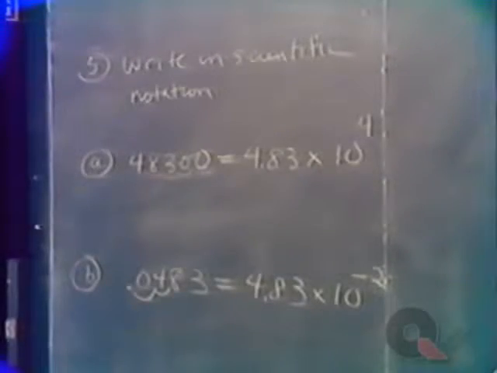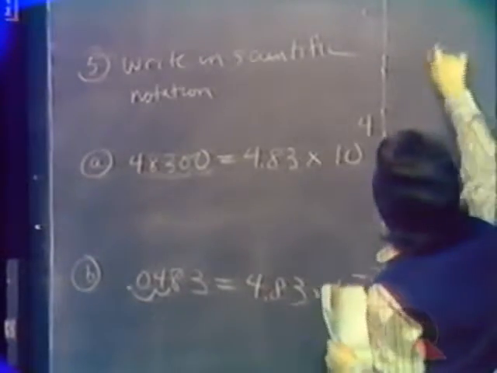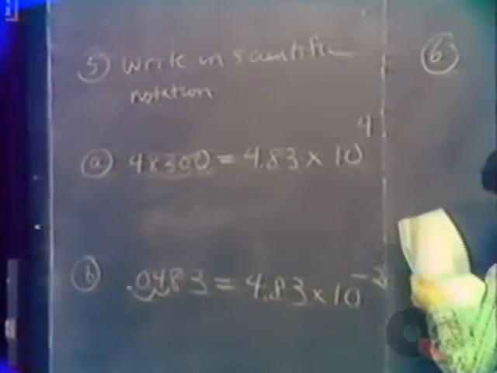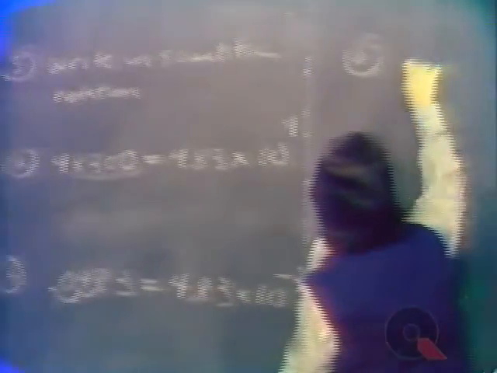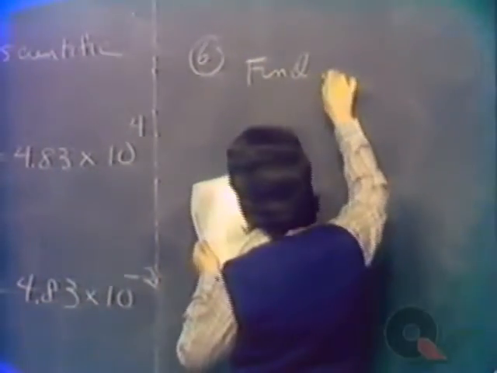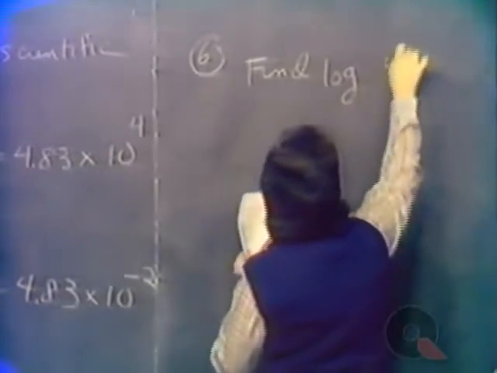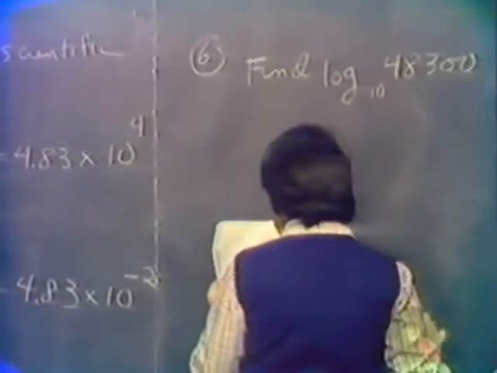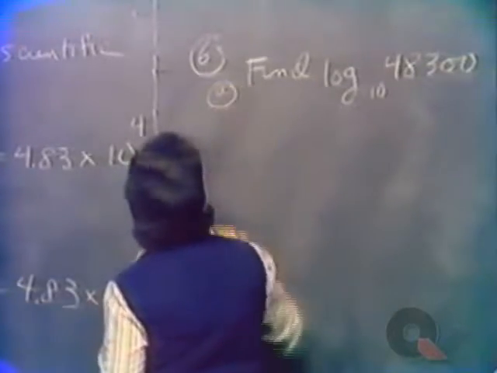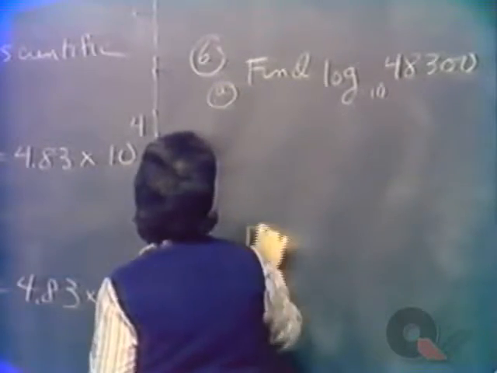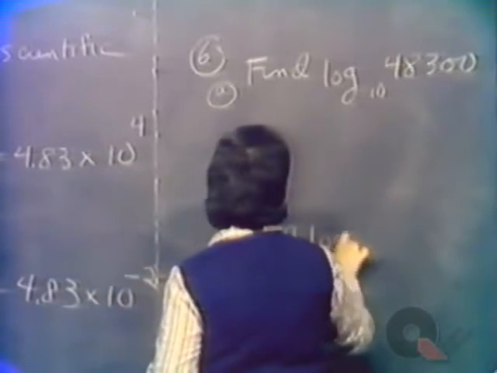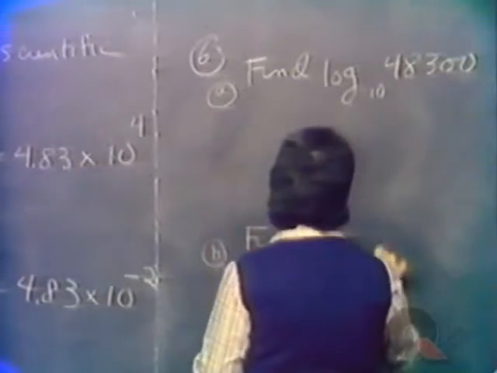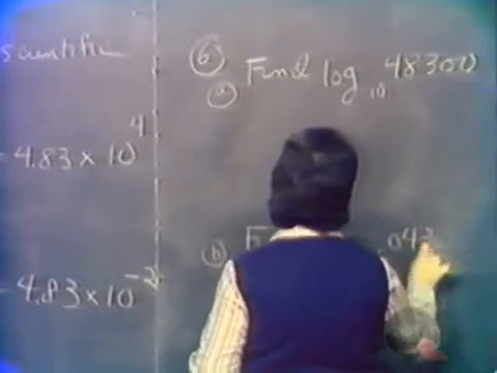Okay, now, keeping that in mind, in problem number 6, I would like us now to find the log of 48,300 to the base 10 in part A, and also in part B, find the log to the base 10 of 0.0483.